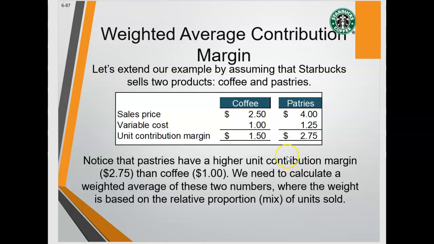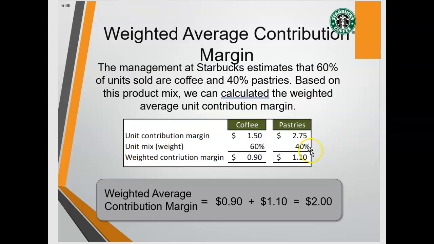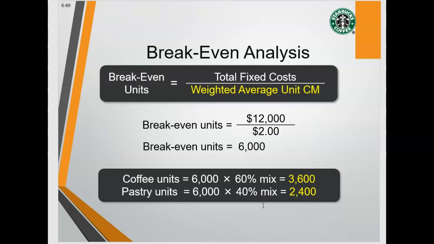So we're going to look at the weighted average of this contribution margin. We're not going to use $1.50 and we're not going to use $2.75. We're going to use a weighted average. So the management at Starbucks estimates that about 60% of our sales are for coffee and 40% are for pastries. So all we're doing is taking the contribution margin and multiplying it by the percent sold, 60% coffee, 40% pastries. We're adding these two weighted contribution margins together to say for an average customer, the contribution margin is about $2, right? This is a weighted average of the coffee and pastry sales.